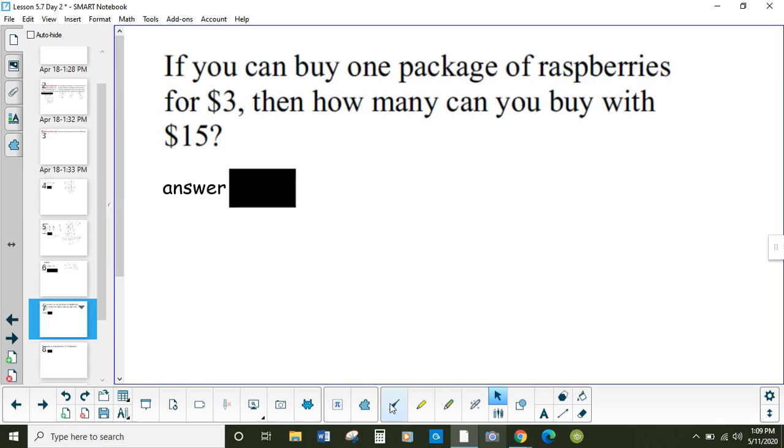So there's a couple ways to do this, but everything we've been doing with our proportional relationships, we've been doing with proportions, so I'll keep doing that. So I know that one package is $3. We always like to keep money on top, right? $3 per one package, right? So that's 3 over 1.